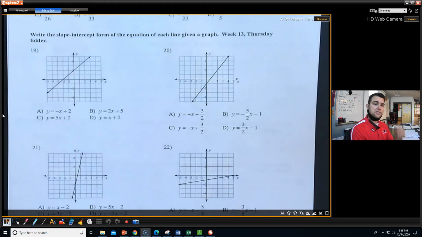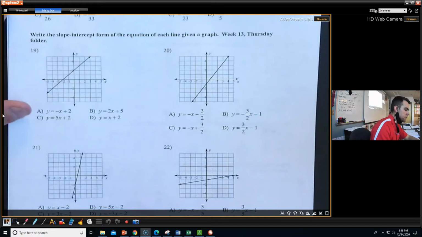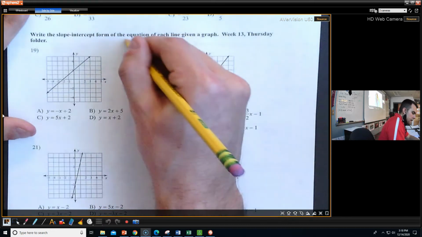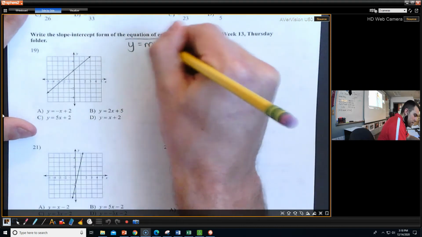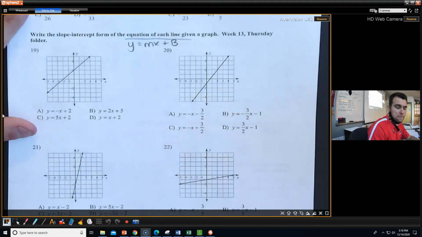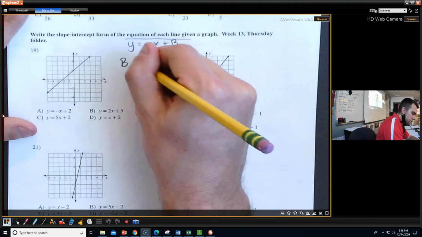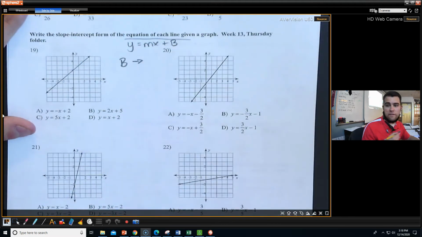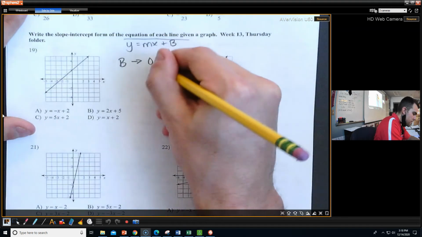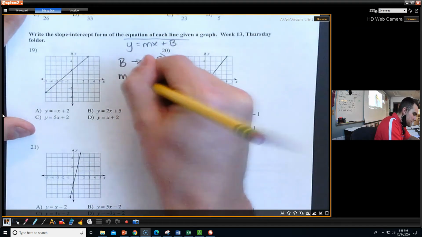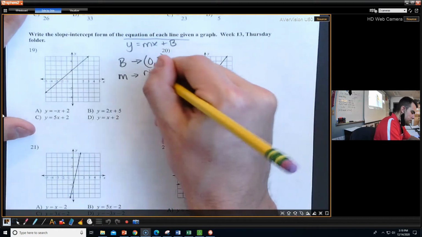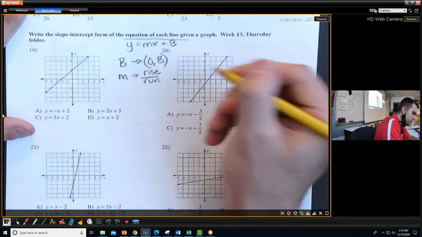All right, write the slope-intercept form of the equation of each line given a graph. So looking at the graph, we're going to come up with the slope-intercept form of the equation of the line. And the equation of the line is y equals mx plus b. Okay, your b is your y-intercept. So you can find it given a point 0, b on your graph. And your m is your slope, you can find it as rise over run. And then you could just put it together.